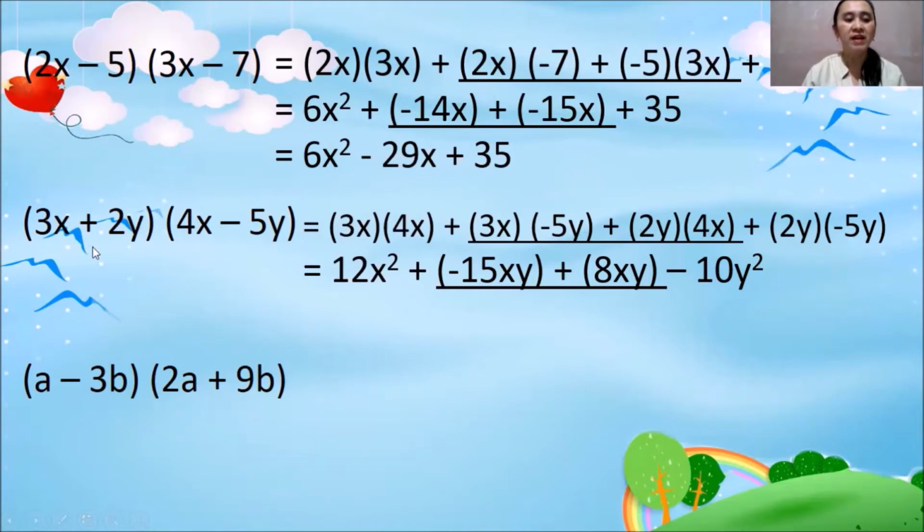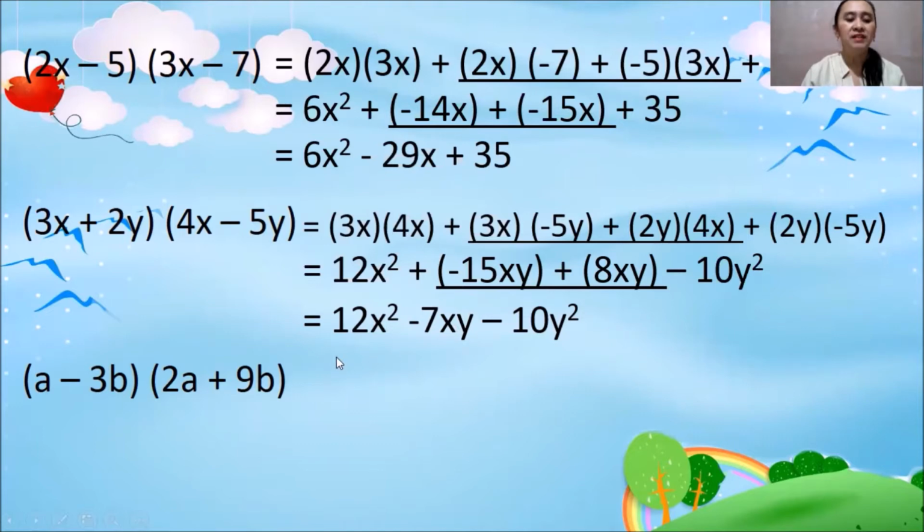So the final product of 3x plus 2y times the quantity of 4x minus 5y is equal to 12x squared minus 7xy. Subtract 15 minus 8 is 7 and copy the sign of 15 which is minus. And bring down minus 10y squared.